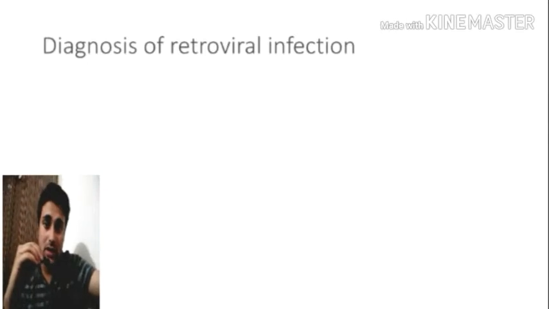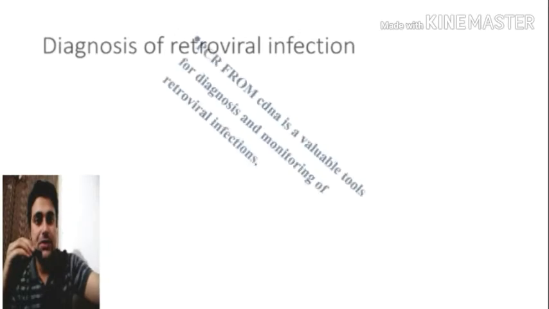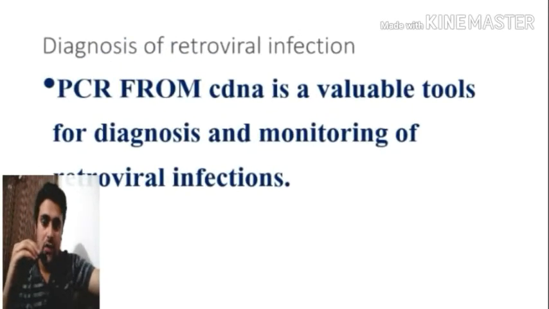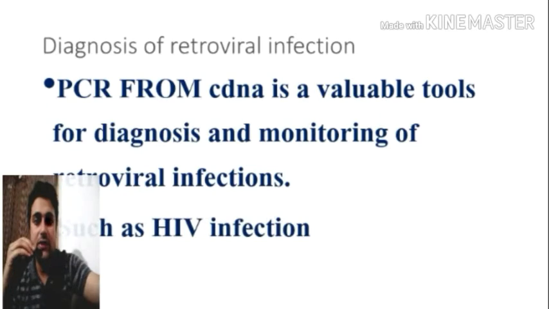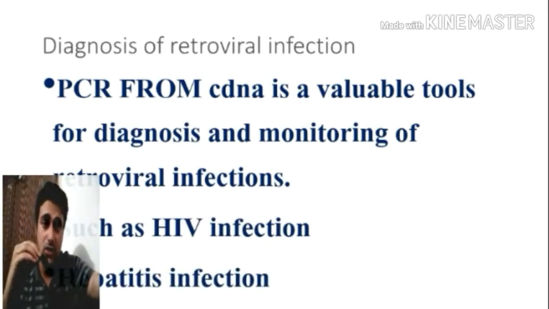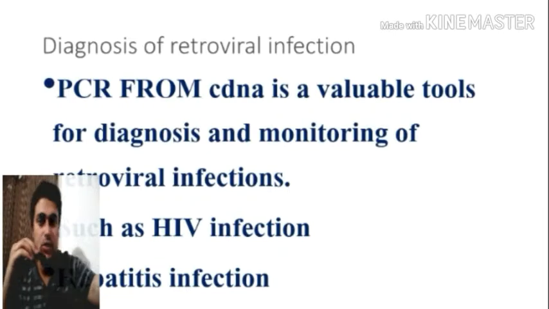It is also helpful in the diagnosis of retroviral infection. Let's see what that is. HIV or hepatitis is a retrovirus. In this, they create DNA from RNA, so it is a backward direction from RNA to DNA. It is called complementary DNA rather than DNA, a cDNA. Examples are HIV infection or hepatitis infection, so it is helpful for the diagnosis of both types of infection.